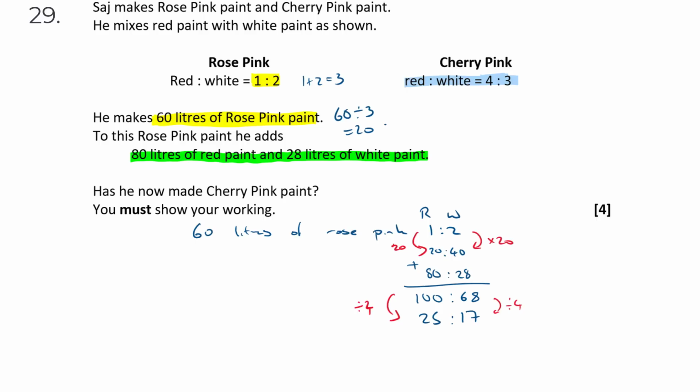So it's pretty close to 4 to 3, 25 to 17, but it's not exactly 4 to 3, and therefore I don't exactly have cherry pink. I have a cherry pinkish. Okay, so what can I write down? How has he now made cherry pink paint?